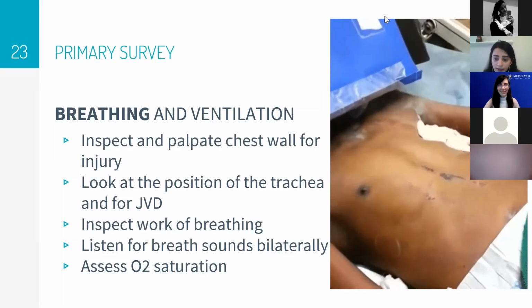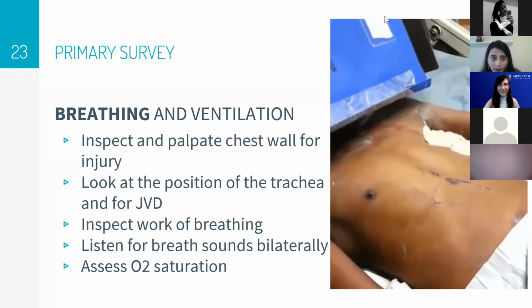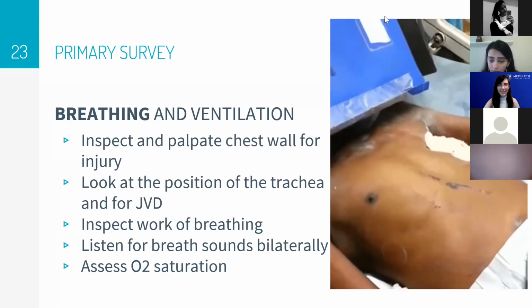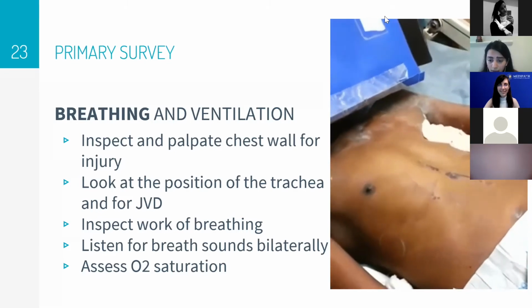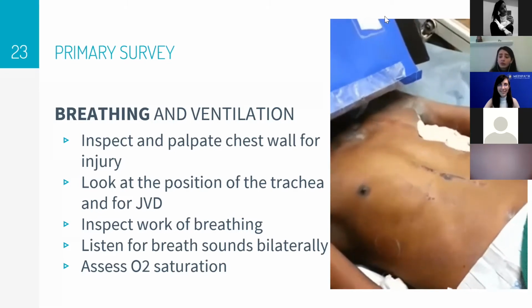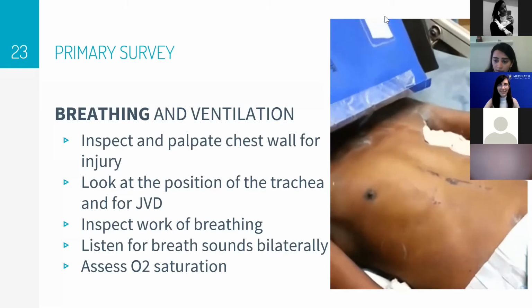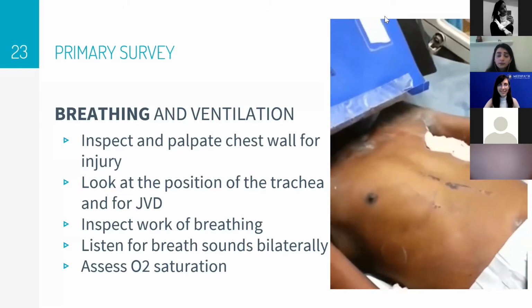At this point, you want to make sure that the patient's on continuous oxygen monitoring. You assess the O2 saturation. You can attach end tidal or just observe the patient's respiration to see if they need any assistance.